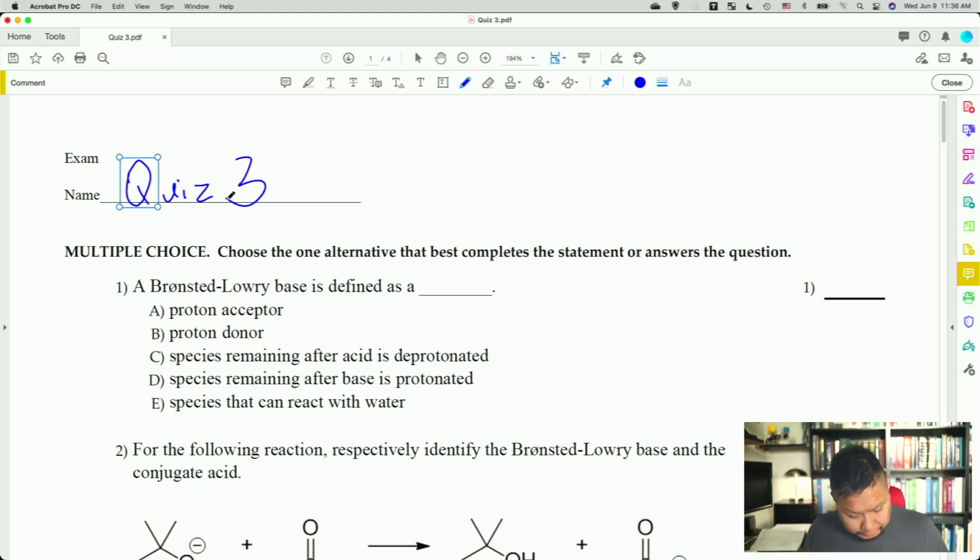And the first question asks, a Bronsted-Lowry base is defined as, and this is just a normal little definition question, right? So that's A. It's a proton acceptor, right? That's what a Bronsted-Lowry base is.